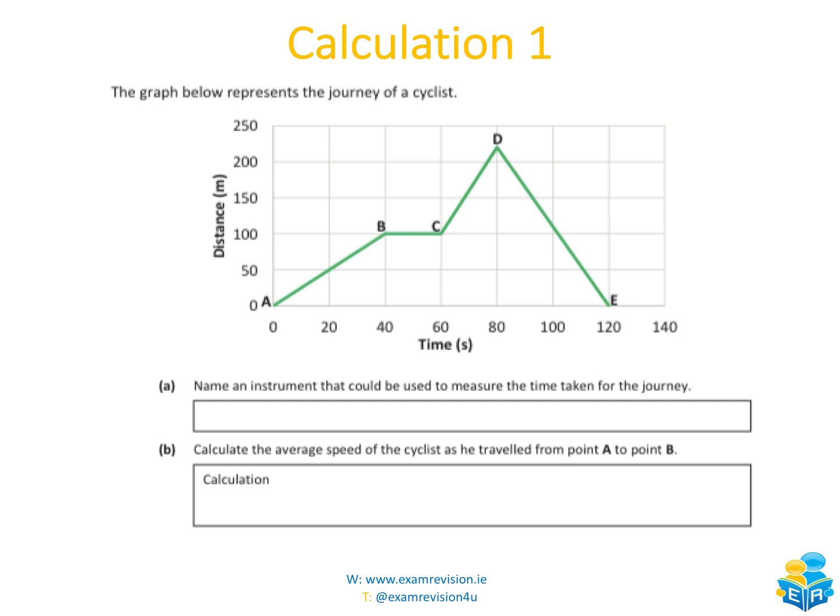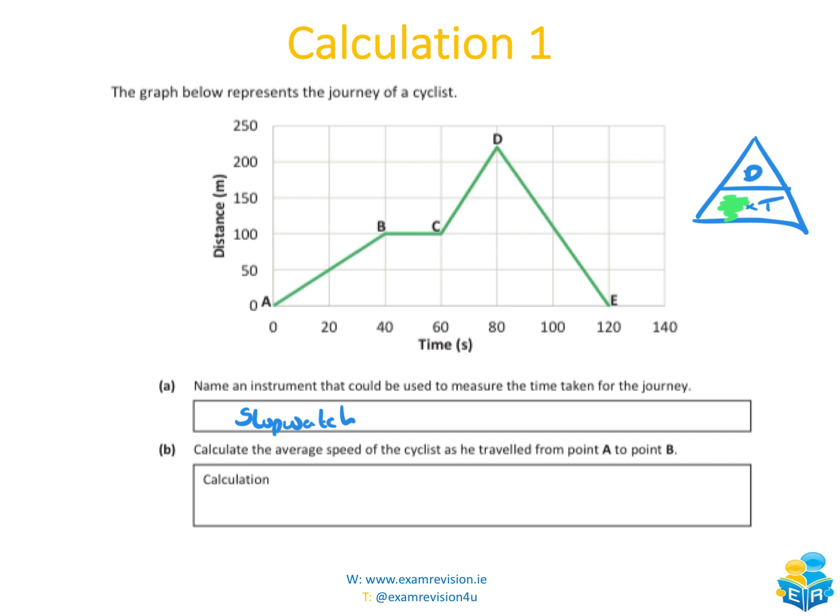So calculation 1, the graph below represents the journey of a cyclist. Name an instrument that could be used to measure the time taken for the journey. Okay, so you could use a watch, a stopwatch, a clock, whatever that might be. Calculate the average speed of the cyclist. So think of our triangle now, Dad's silly triangle. We want to calculate the speed, so we cover speed, and we're left with distance over time.